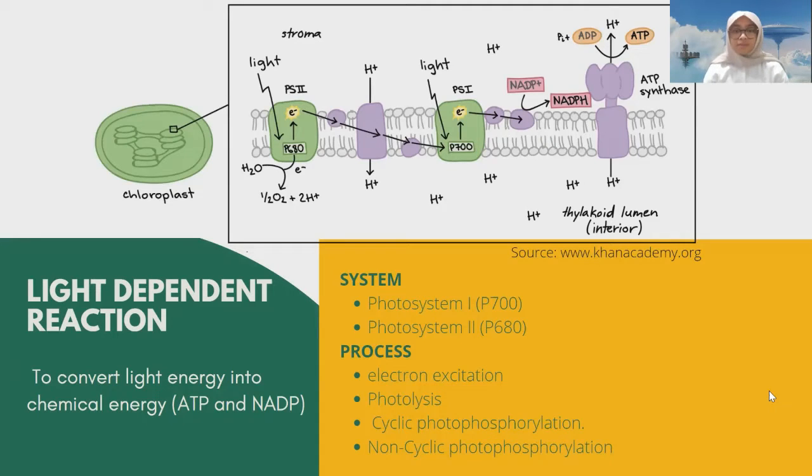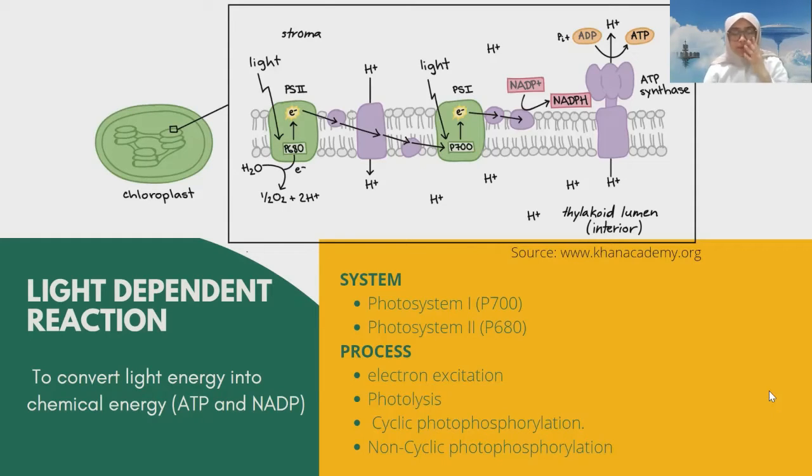And the process itself takes 4 processes. There is electron excitation, where the electrons move from one place to another. Then there is photolysis. Photolysis is when water molecules break down into hydrogen, oxygen, and electrons. After that is photophosphorylation. There are 2 kinds of photophosphorylation: the non-cyclic one and the cyclic one.